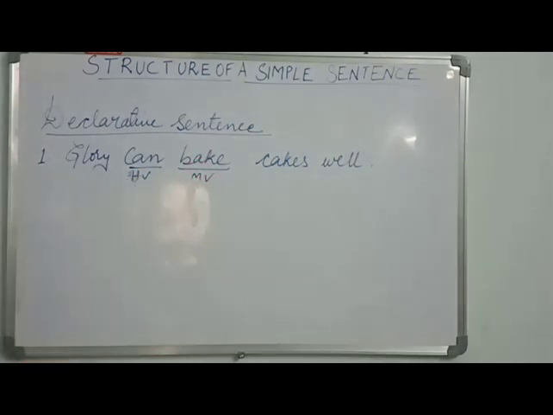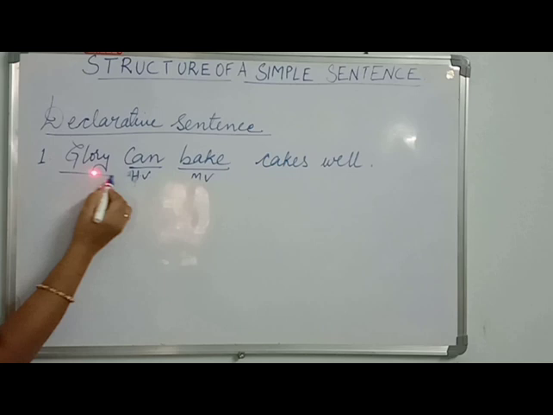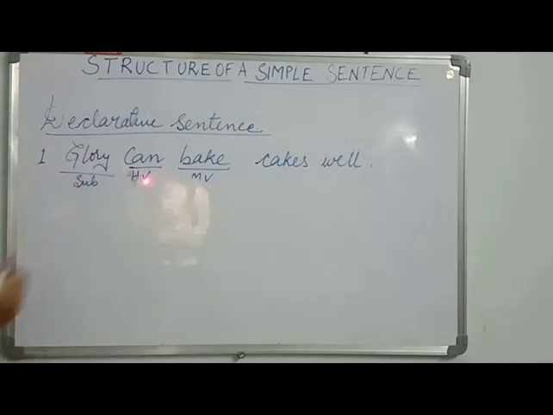Now, who can bake cakes well? Glory. So Glory is the doer of the action. And in this sentence, the subject is Glory. The subject is followed by the verb complex. So this is the subject and then the whole thing is the predicate. So the predicate begins with the verbs, two types of verbs, the helping verb can and the main verb bake. And what follows is the object and complements and adverbs or adjectives or whatever it is.